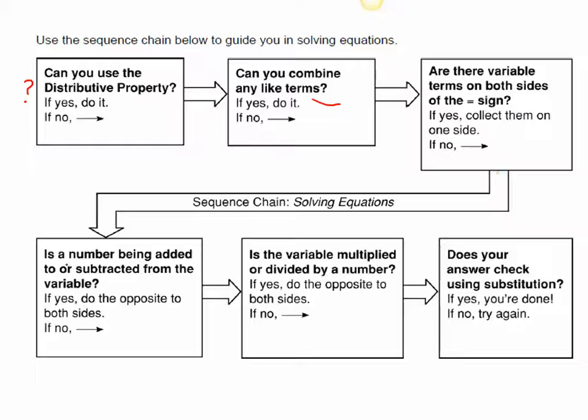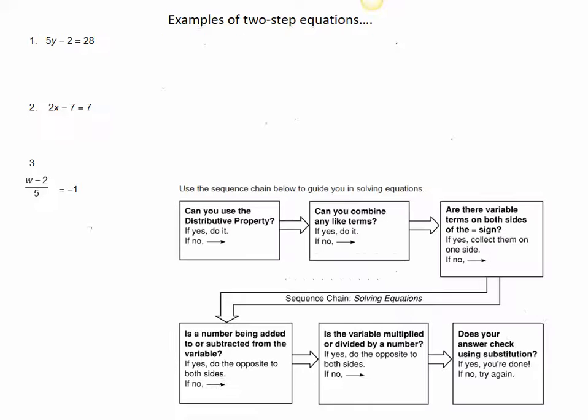And then we come down here and we go to, is a number being added or subtracted to the variable? This would be in a one or two-step equation. If yes, do the opposite. And then is the variable multiplied or divided? If yes, do the opposite. And then you check it with substitution. All right, let's look at some examples of this, starting from two-step equations and then getting to more complicated ones.